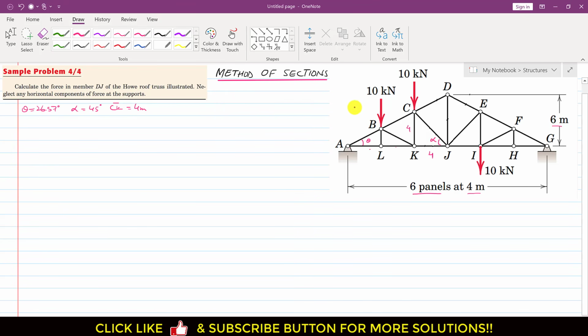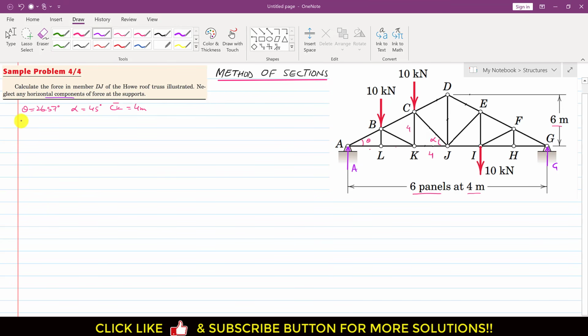Now the next thing we need to do is to find the reactions at points A and G. To find the reactions at A and G, we will follow the same procedure. We will consider the whole truss and find the reactions at points A and G at the supports. In this problem it is said to neglect any horizontal component, so we will neglect the horizontal components of the reactions at points A and G. Now we consider the whole truss and apply the summation of moments at point G equal to 0.